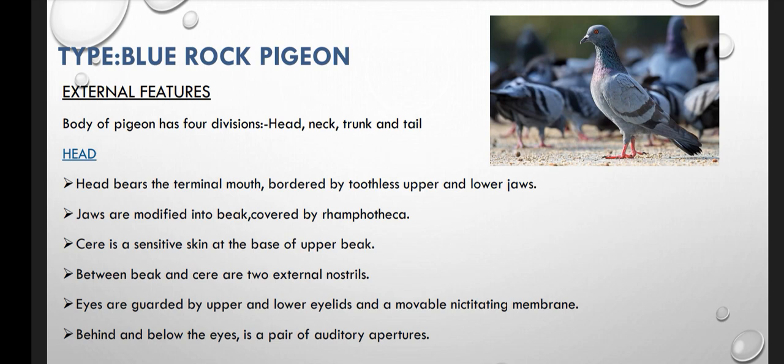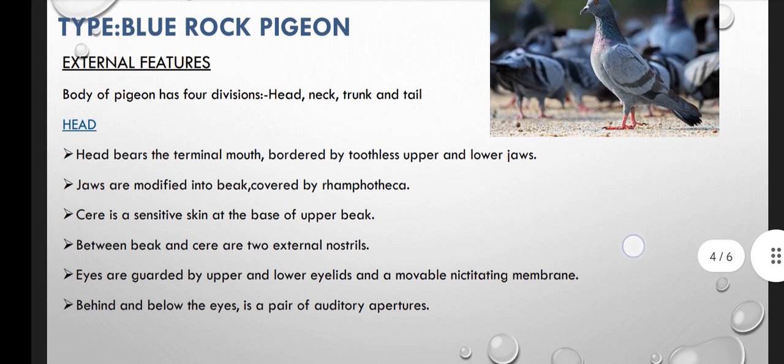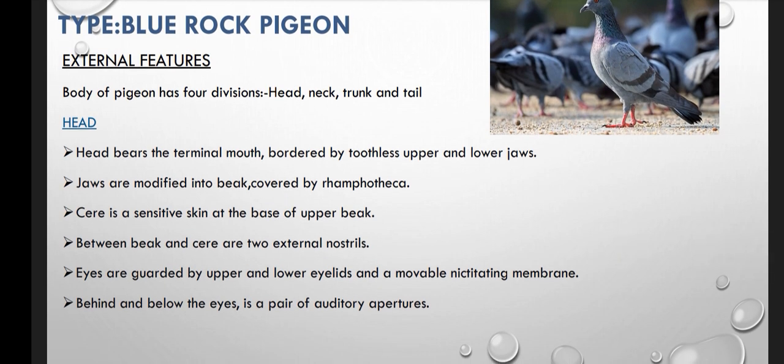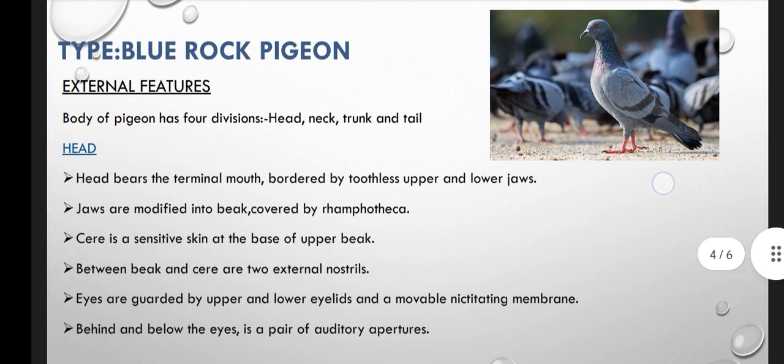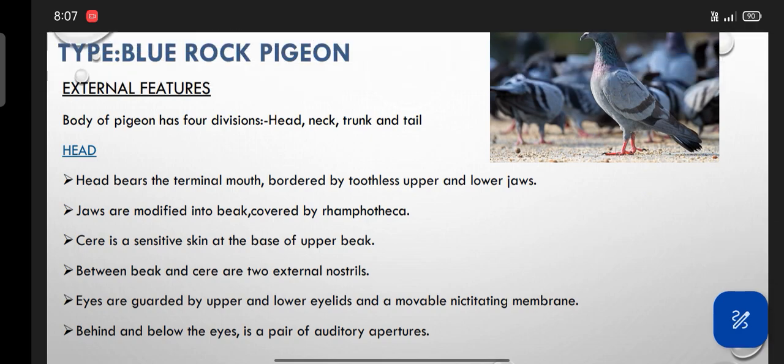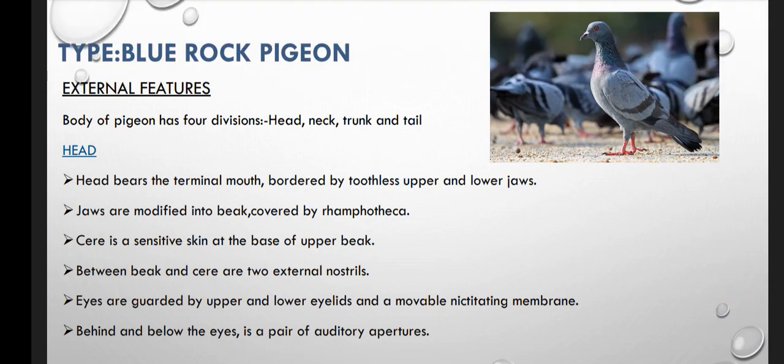Cere is a sensitive skin at the base of the upper beak. Between the beak and cere are 2 external nostrils. Eyes are guarded by upper and lower eyelids and a movable nictitating membrane. Behind and below the eyes is a pair of auditory apertures. This is the picture of the blue rock pigeon.